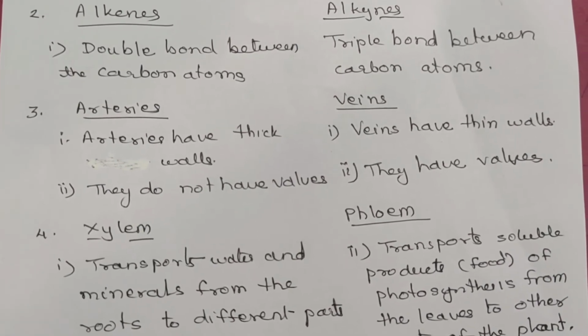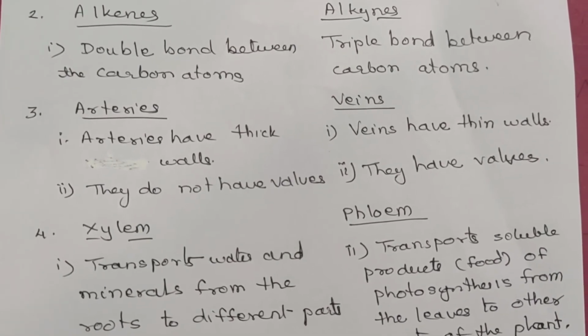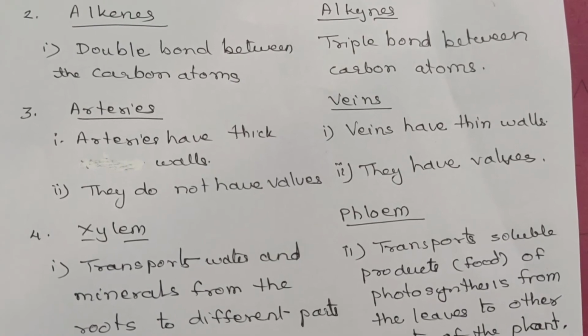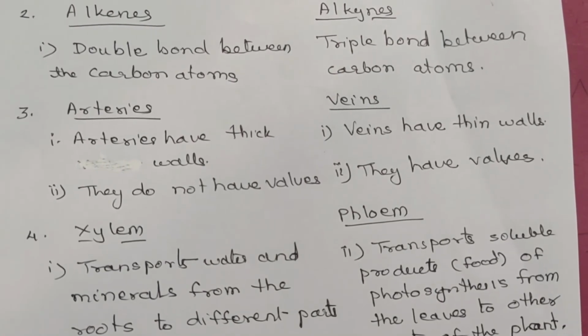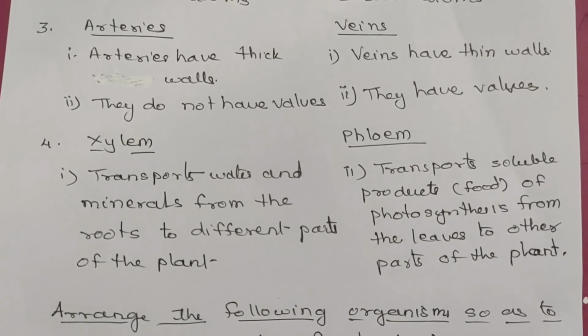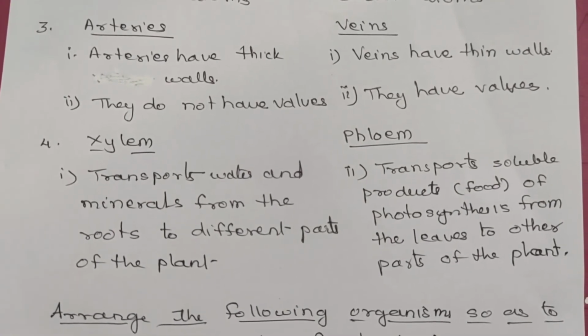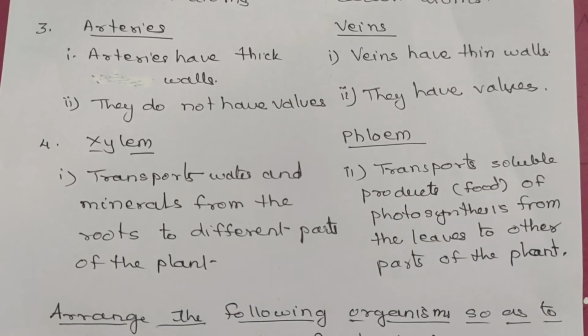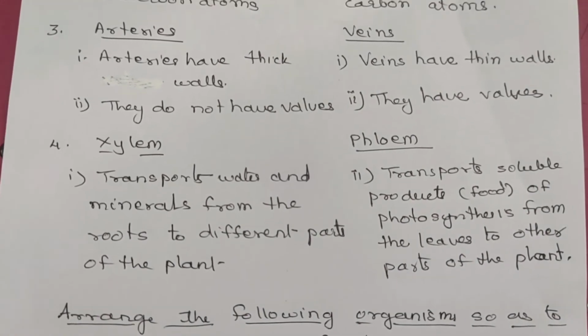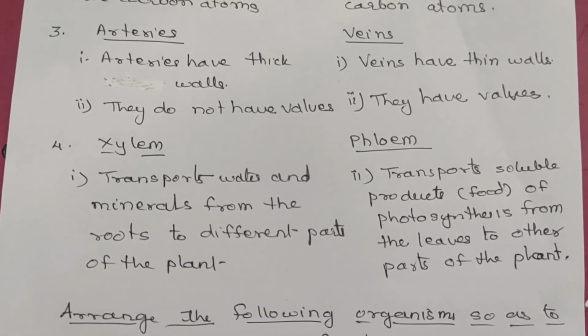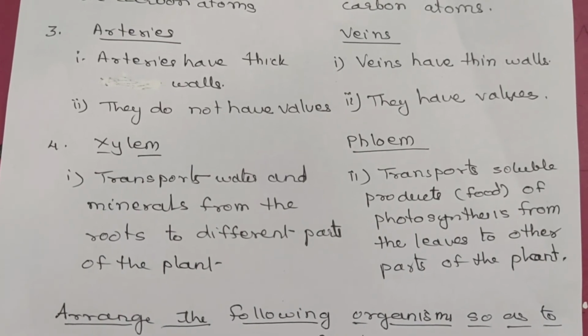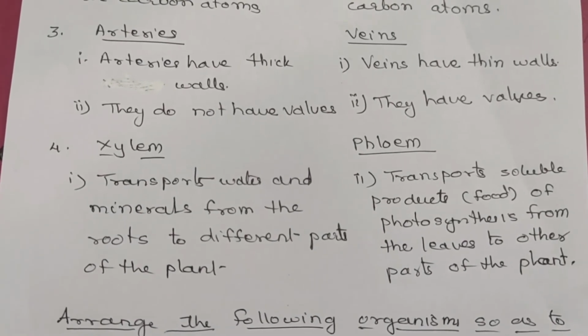Third is arteries and veins. Arteries have thick walls, veins have thin walls. Arteries do not have valves. Veins have valves. Xylem and phloem: xylem transports water and minerals from the roots to the different parts of the plant. Phloem transports soluble products of photosynthesis from the leaves to other parts of the plant.